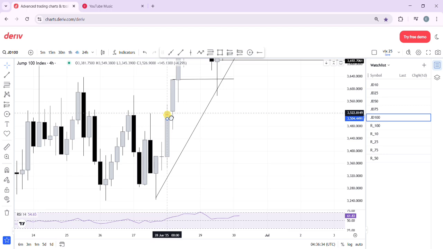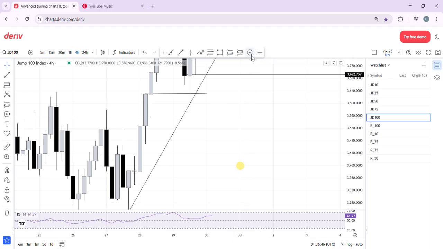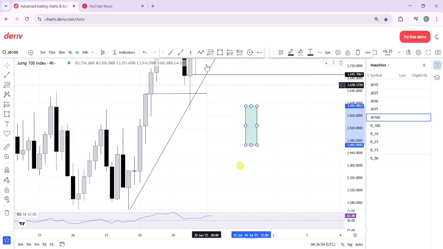Simple as that. Right here is the closing area of this candle. You can see this is where price closed before this candle. Here is the closing area of this bullish candle. This is the closing area of this bearish candle. So all these closing areas, you know how the wick works now. I don't think I need to start teaching how the wick works and other stuff.